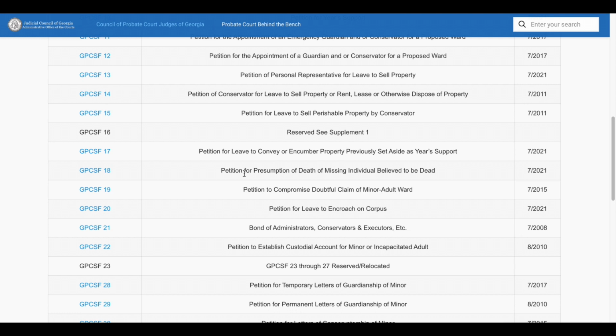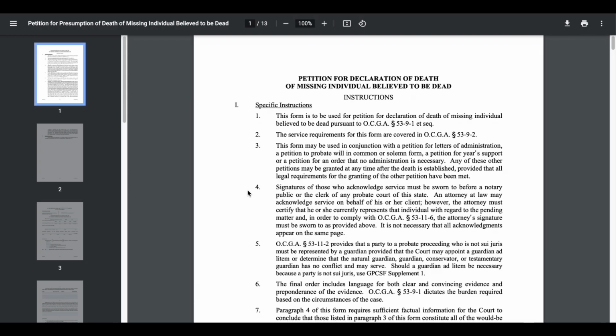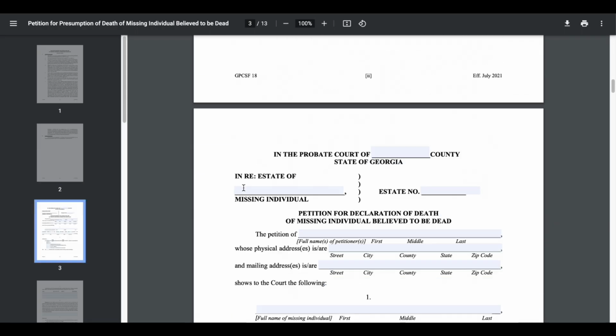Petition for presumption of death of a missing. Look at that, missing individual believed to be dead. See right here. This is a petition. This is a form right here. This is a form.